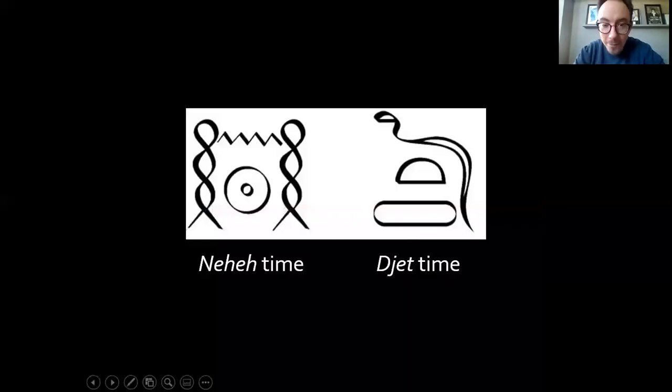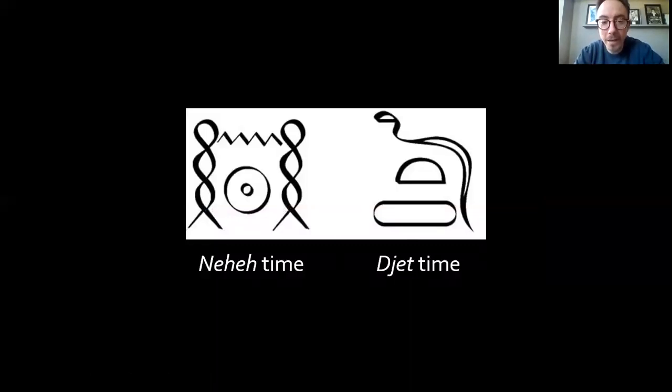Now, a key idea, without getting too arcane about this, in ancient Egypt is that there are two types of time. There is neheh time. I've given you the hieroglyphs there on the left, and that is cyclical time. So day and night, the lunar cycle, the solar cycle, the seasons. These are things which go around and come around again. So they're a part of a cycle of life.